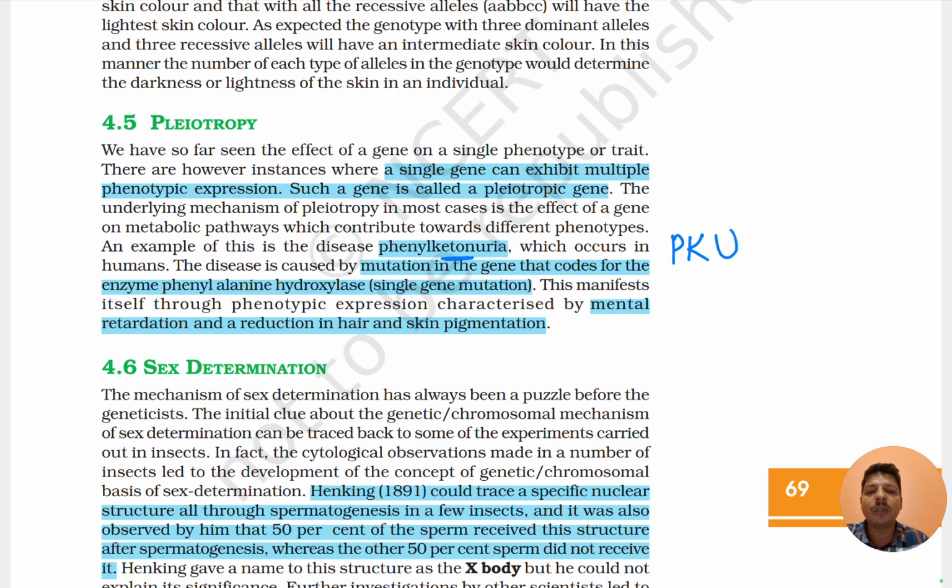This disease is caused by a mutation in the gene that codes for the enzyme phenylalanine hydroxylase, a single gene mutation. This manifests itself through phenotypic expressions characterized by mental retardation and reduction in hair and skin pigmentation. Remember, it is a single gene mutation, and it causes mental retardation as well as reduced hair and skin pigmentation.